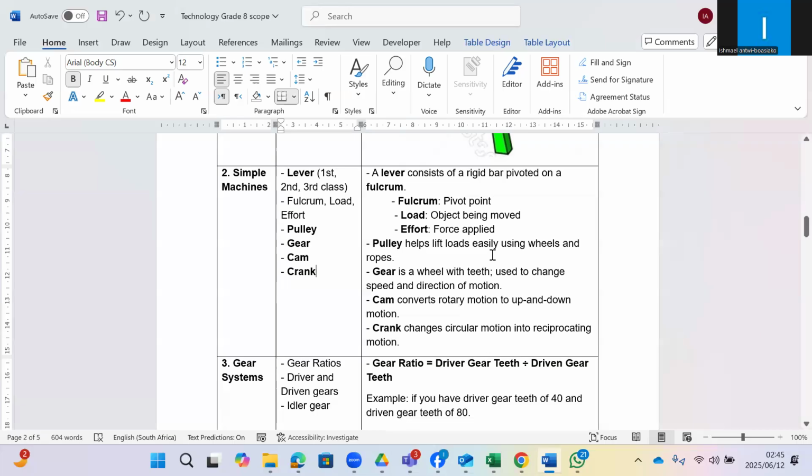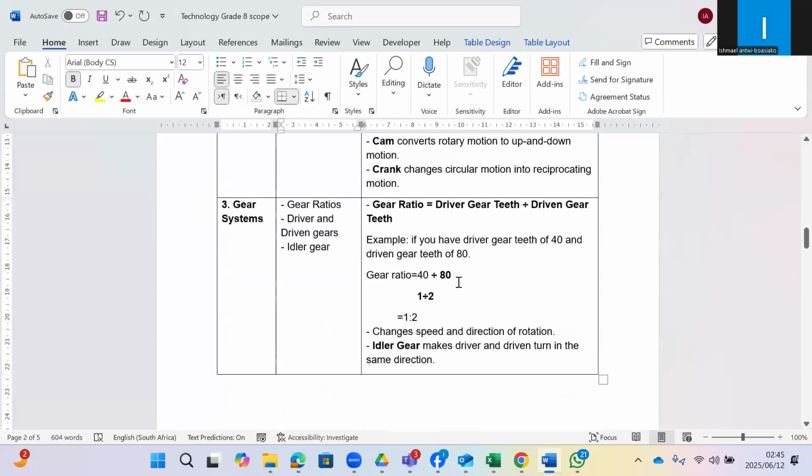Now, here you need to know different types of simple machines. Then we go to gears. Gears, you must know how to calculate the gear ratio and other types of gears also, which are listed in the note. Now, how do we calculate the gear ratio?